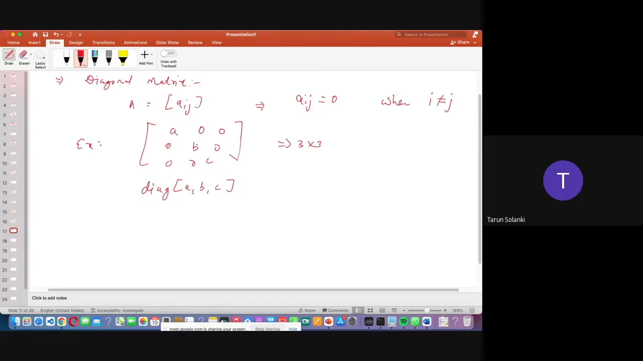Okay. So there are no zero elements on the principal diagonal in a diagonal matrix, and the number of zeros in a diagonal matrix is given by n square minus n, where n is the order of the matrix.